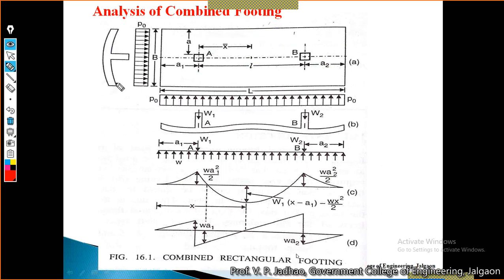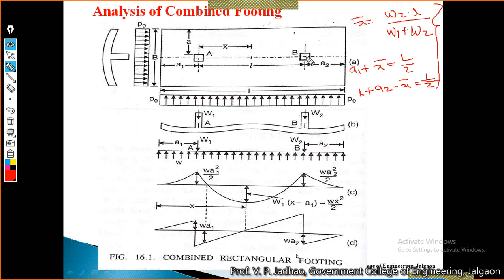We have got three equations. Equation 1: x bar is equal to W2 into small l divided by W1 plus W2. Equation number 2 is A1 plus x bar is equal to L by 2, and again we have got L plus small l plus A2 minus x bar is equal to L by 2. So we have to keep all these three equations in mind while designing this particular footing.